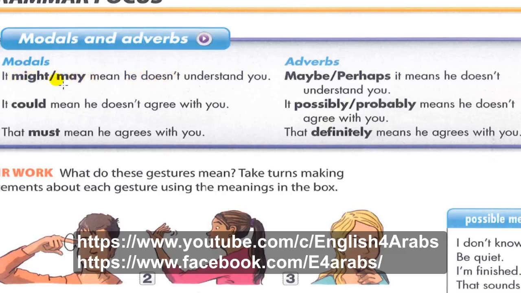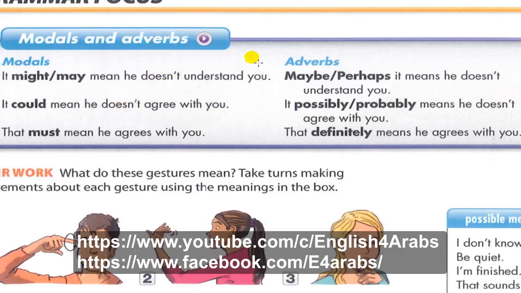Then the sentence: It might mean, it may mean he doesn't understand you. It could mean he doesn't agree with you. That must mean he agrees with you. These are modals. So we have subject, modals, plus main verb, infinitive. And you tell the class the meaning of this in a sentence.